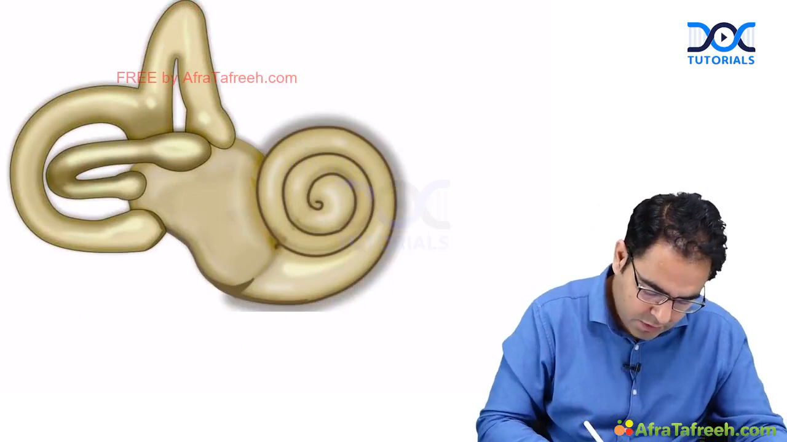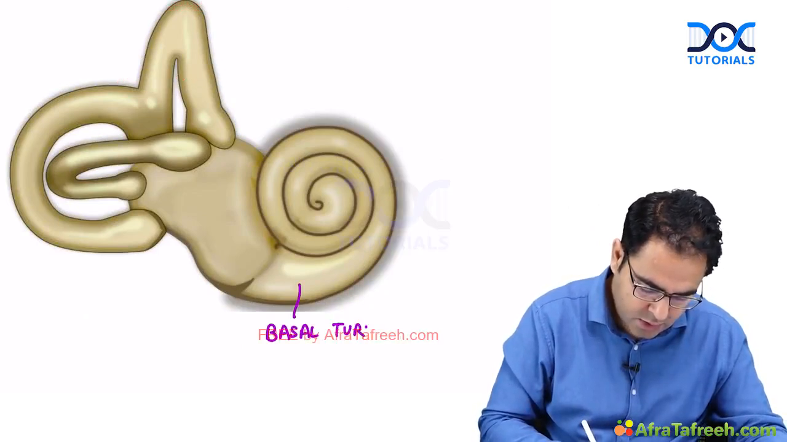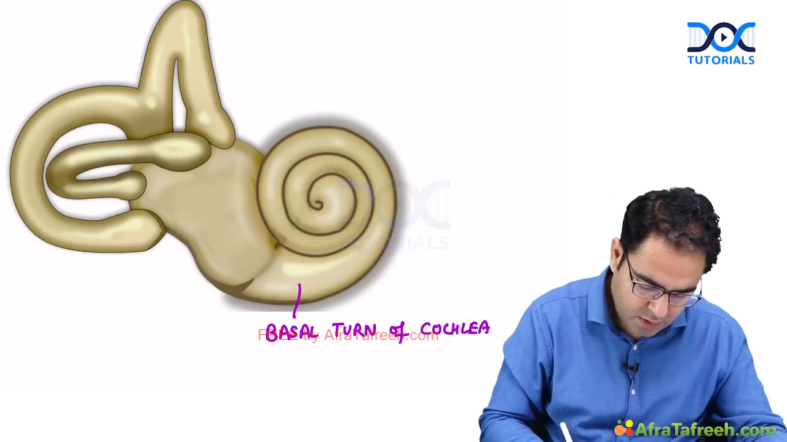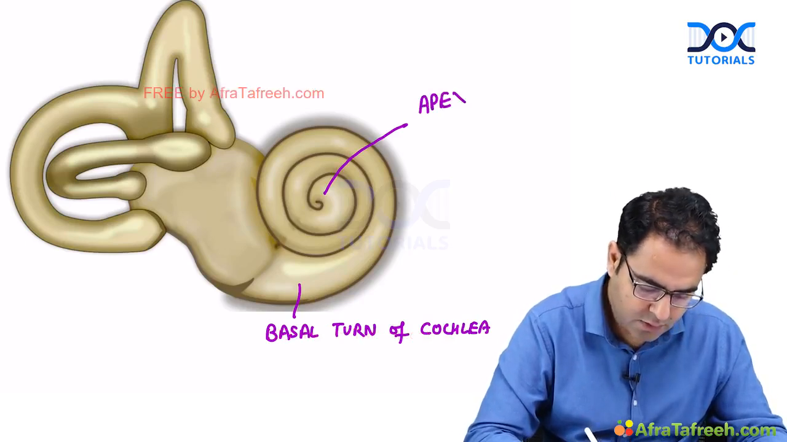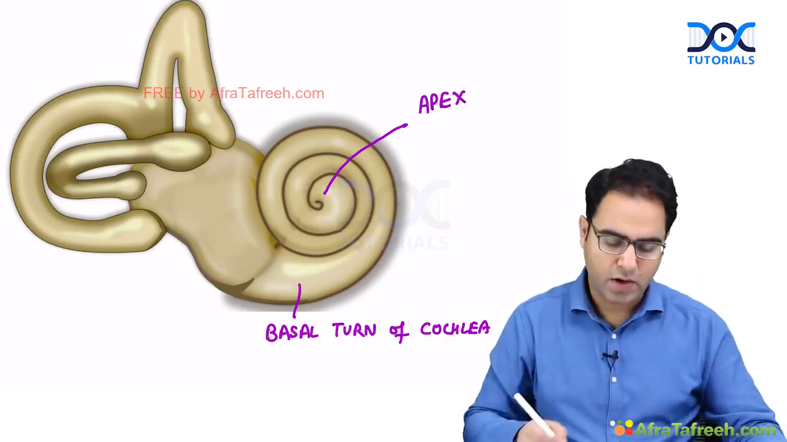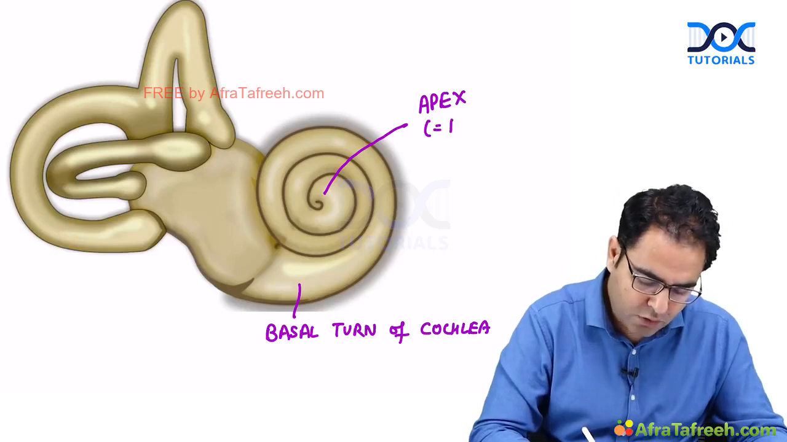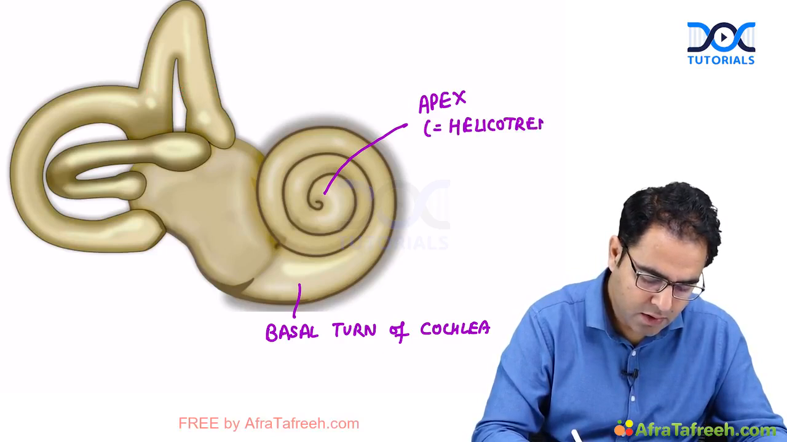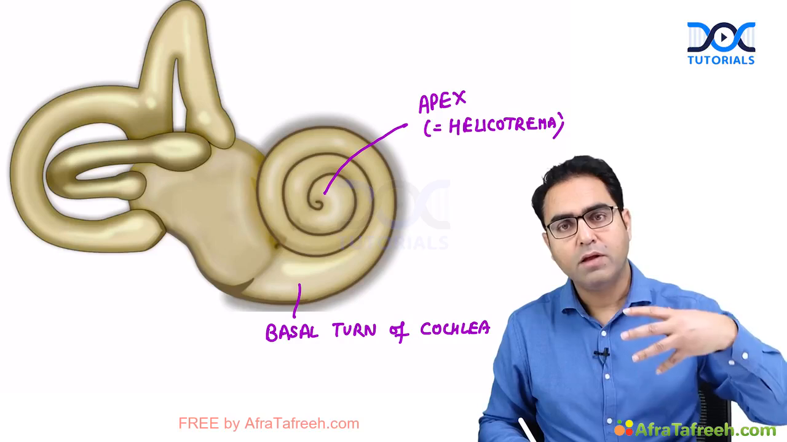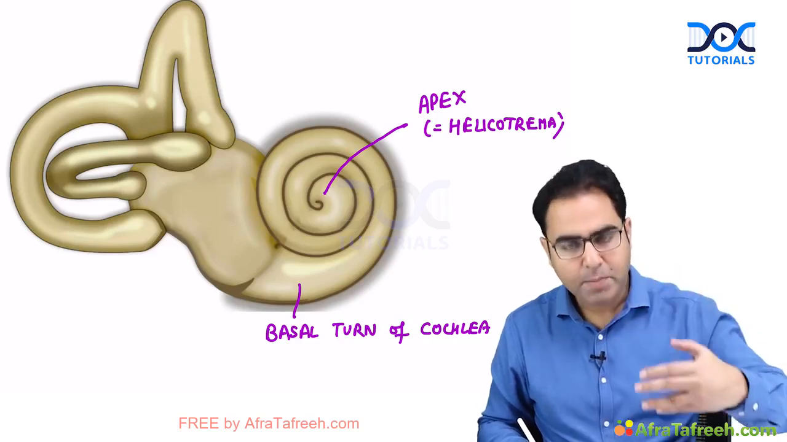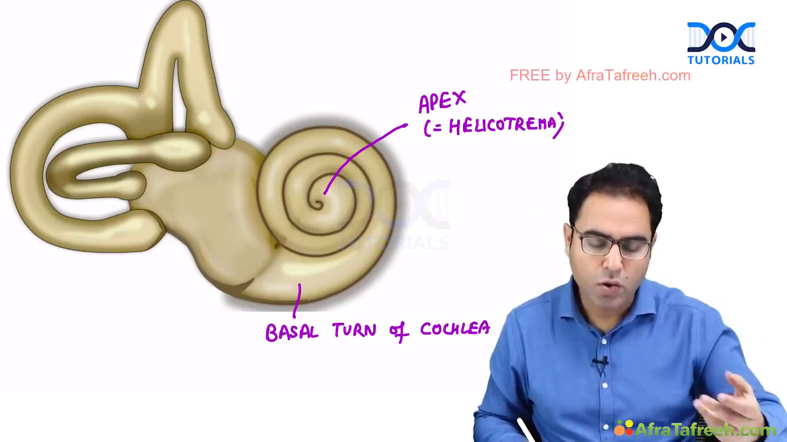This is called the basal turn of cochlea. This is called the apex of cochlea. The apex is also called helicotrema. Okay. The basal turn of cochlea, and the apex is also called helicotrema.